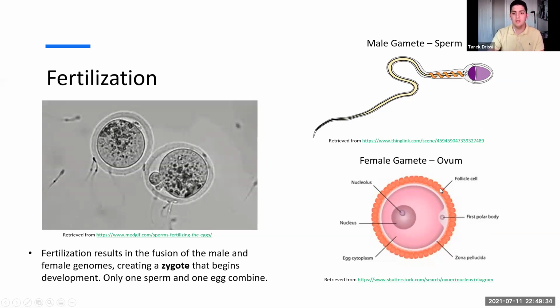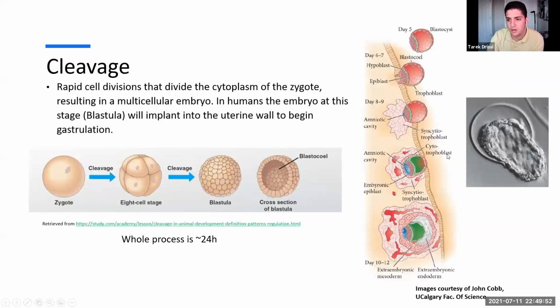So that's that step. In a human, if you ever want to know where this happens, it usually occurs in the first third of the fallopian tube, or the oviduct, away from the ovary. So just a third of the distance down the oviduct from the ovary. I don't think I have a diagram of that at all, but that's where this occurs.